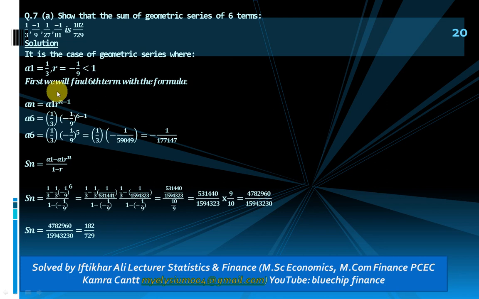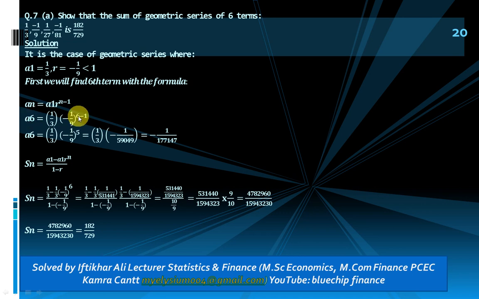So first we will find the 6th term with the formula. So what is the formula? In a geometric series, to find the nth term, the formula is an equals a1 r raised to the power n minus 1. So we want to find a6, and a1 is 1 by 3 and r is minus 1 by 9 raised to the power n minus 1. So we are going to solve the 6 terms.